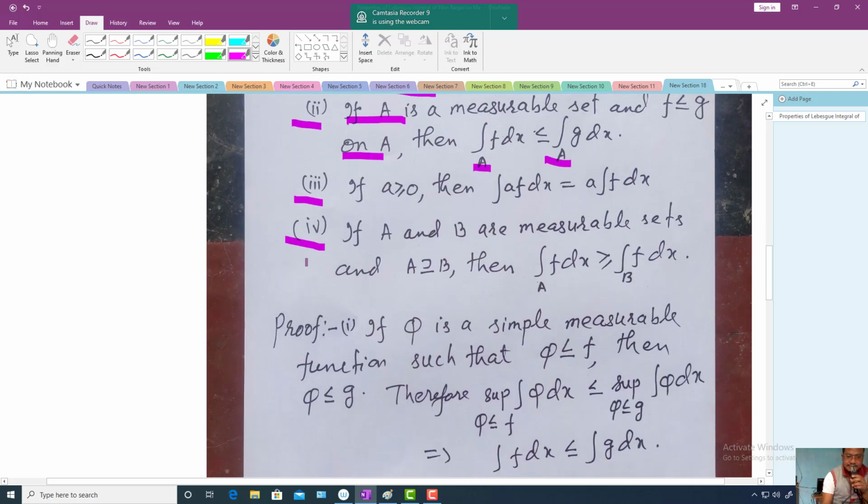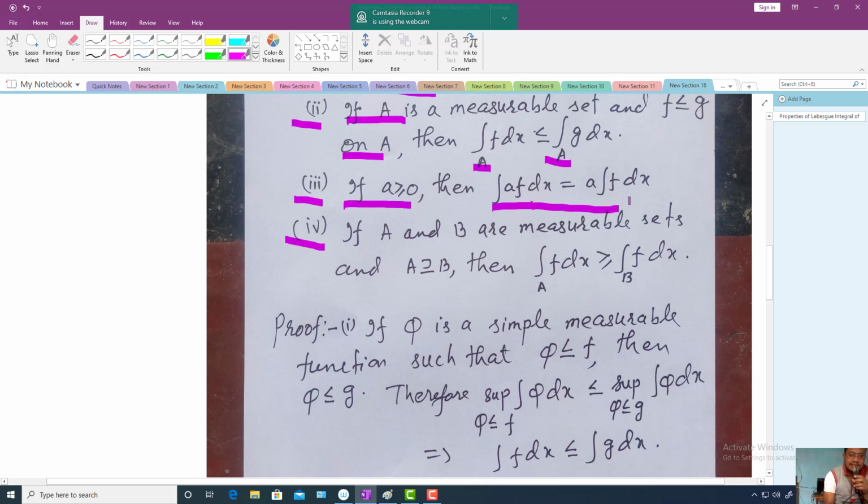Number 3 says that if a is greater than or equal to 0, then the integral of the function multiplied by a is equal to a multiplied by the integral of the function. So this constant can be taken out from the integration. Usually this is in our graduate level calculus, we know it, but here in the new context, Lebesgue theory of integration, we are going to prove this one.